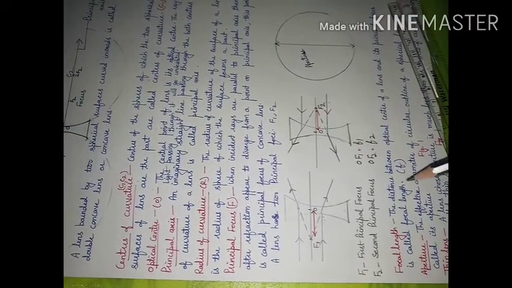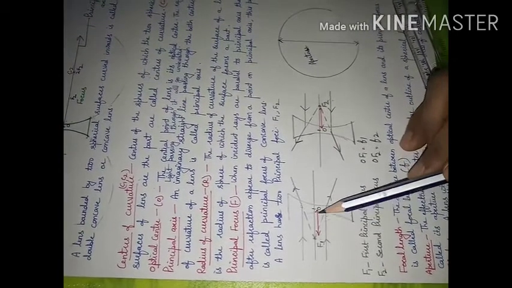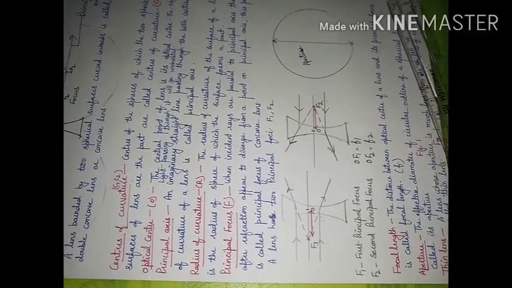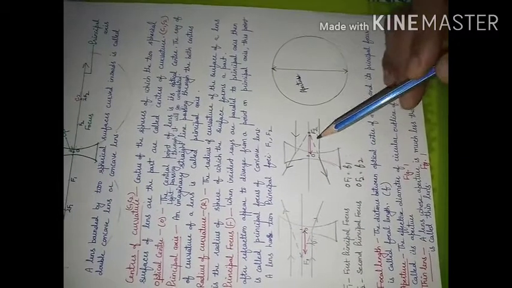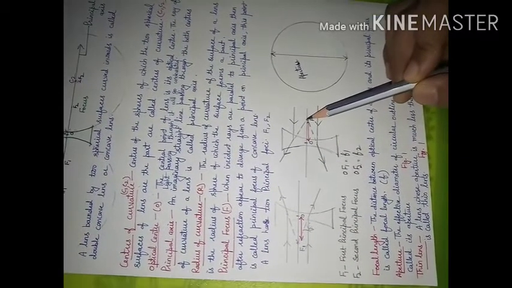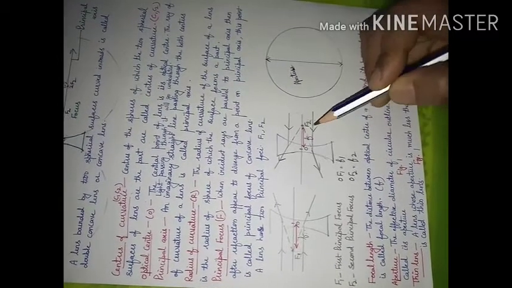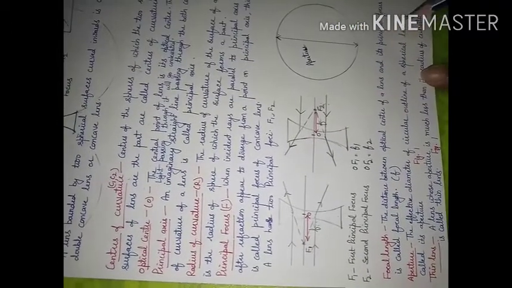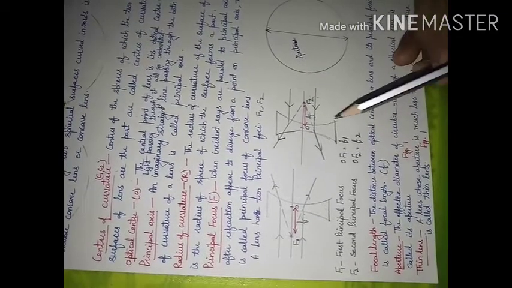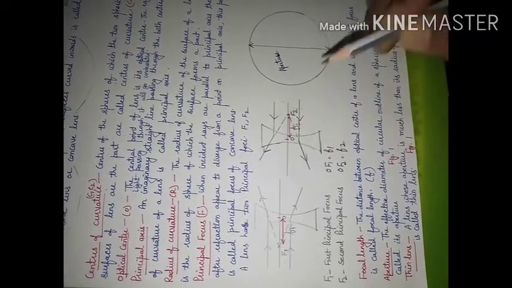Next is focal length, the distance between the optical center and the focus, this gap. This is known as focal length, represented by f. Similarly, this is the second principal focus. So the gap between O and f2 will also be its focal length, which is represented by small f. So the distance between the optical center and the principal focus will be known as its focal length. This you can name as f1, this you can name as f2.